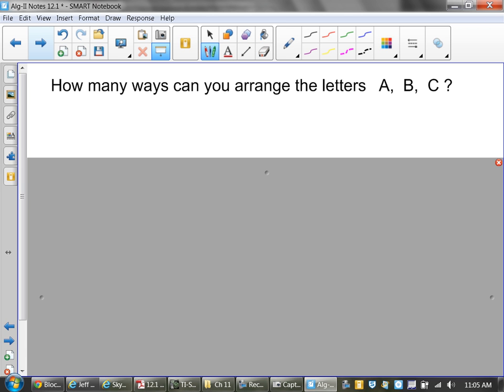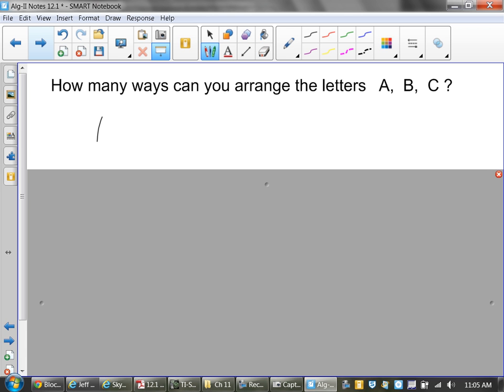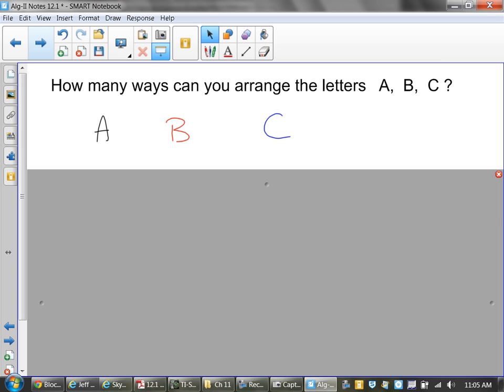Put them in that order. Think of it this way. So here's A, B, C. That's one way. B, A, C, that's 2. A, C, B is 3. 4. And which one am I forgetting? Put the B on the other side.